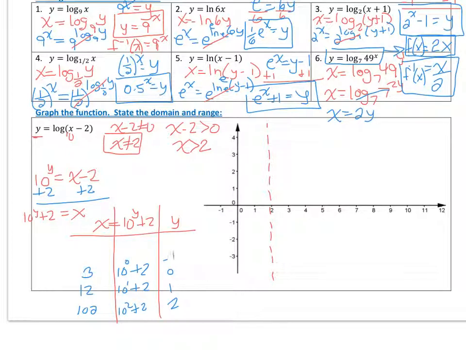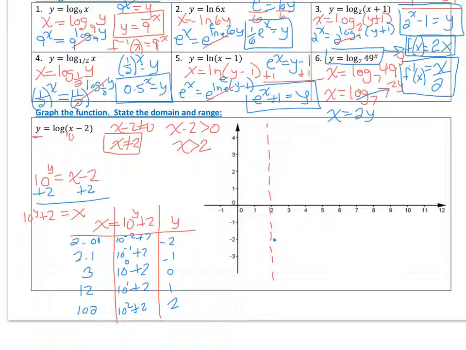Now let's look at some negative values. So I've got 10 to the negative 1 plus 2. That's 1/10 plus 2, and so we could simplify that to 2 and 1/10. And likewise, 10 to the negative 2 is 1/100th, so that would be 2 and 1/100th. Okay, so you can see what's happening here with this vertical asymptote. If we just go a hair over 2 on the x-axis, 2 and 1/100th, we are down here at y equals negative 2.